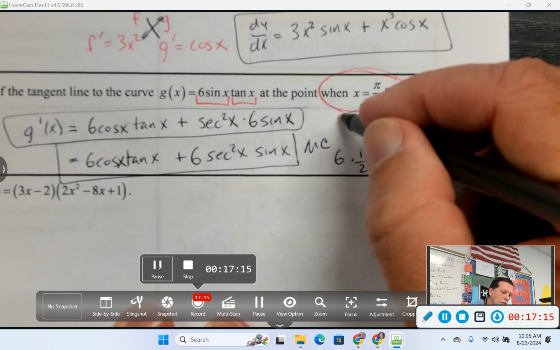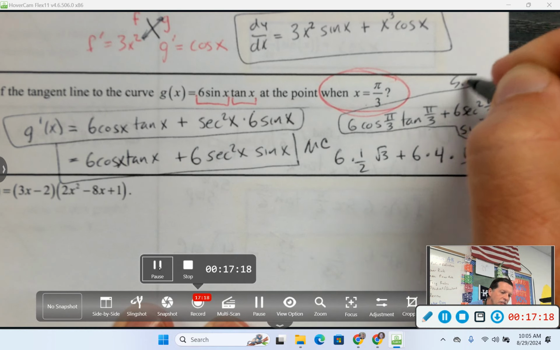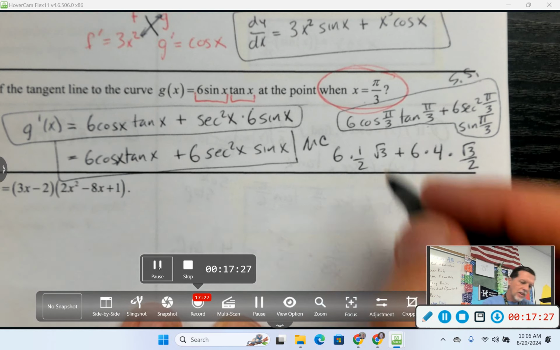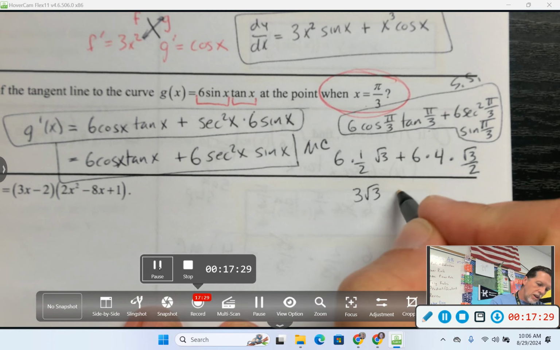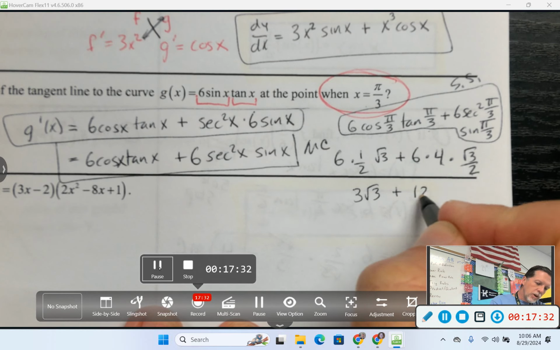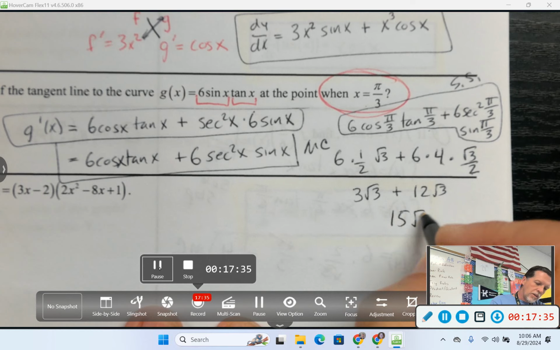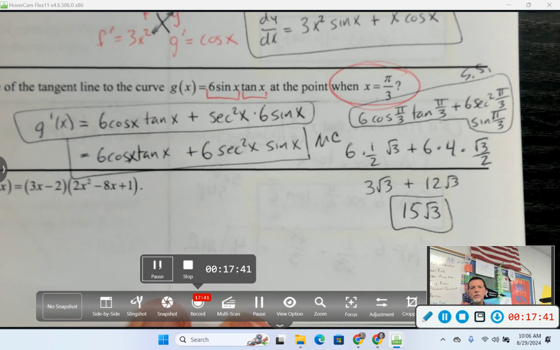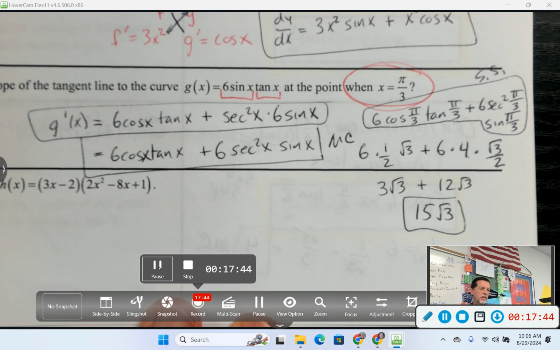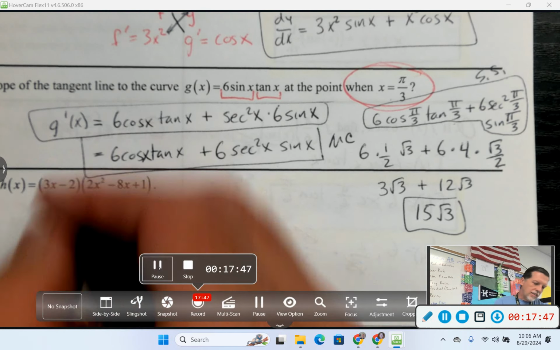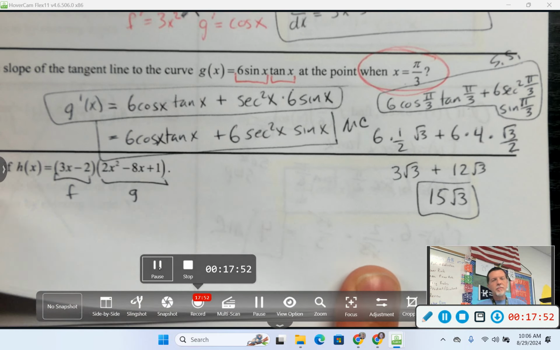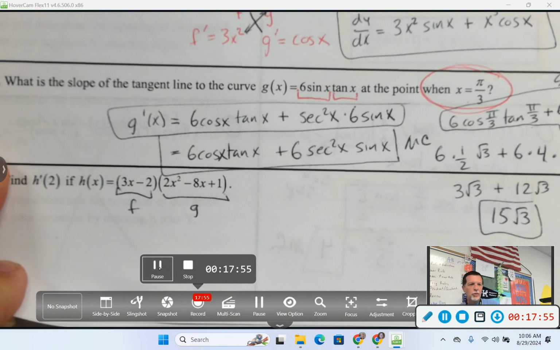Oh, and remember, you don't have to evaluate if it's free response. There's your safe stop. Don't mess with it, don't mess it up. But you're very rarely going to be able to have that as a safe stop. It's going to be a multiple choice question. So 3 root 3 plus 24 over 2 is 12 root 3, which would be 15 root 3. Unit circle, unit circle, unit circle. Let's skip number 4. It's the same process: derivative of the first times the other plus the other way around, and then plug in 2.